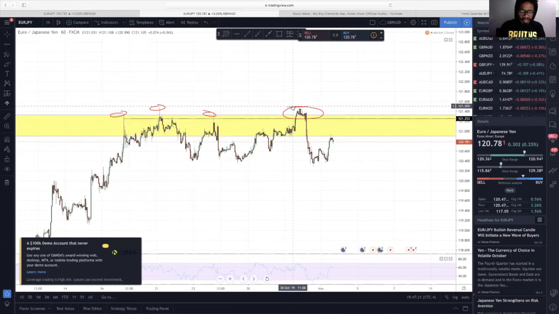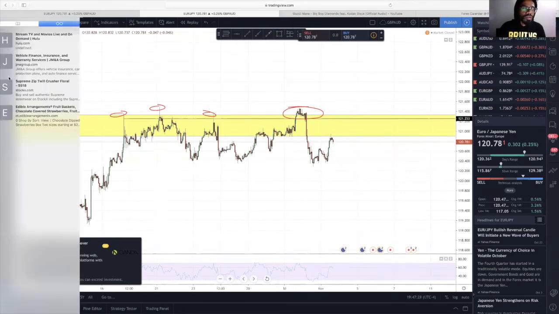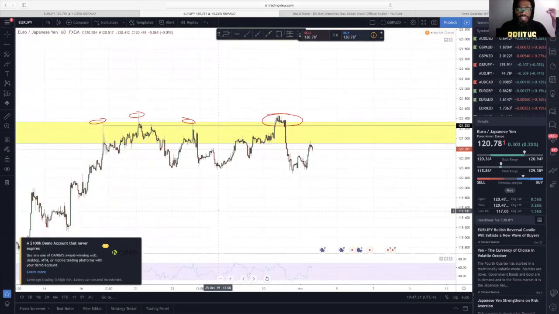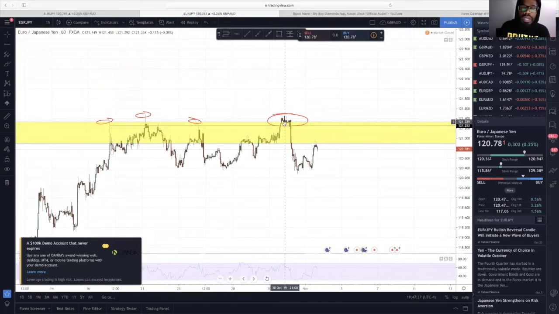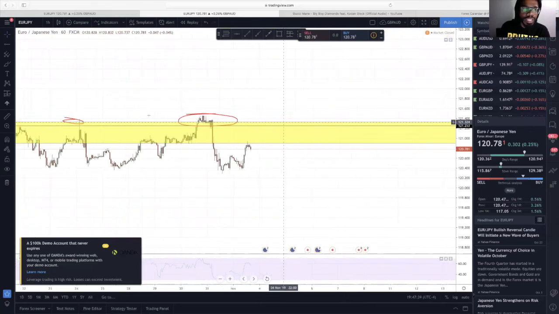Stop hunts are created because they either need buyers or sellers in the market. The market cannot just move up and down in a straight line, it has to have some movement to it. So pretty much, these people had wiped out all of the buyers within this 1-hour candle. You see how this 1-hour candle closed through this entire zone? That's a 450 pip closure below the zone.